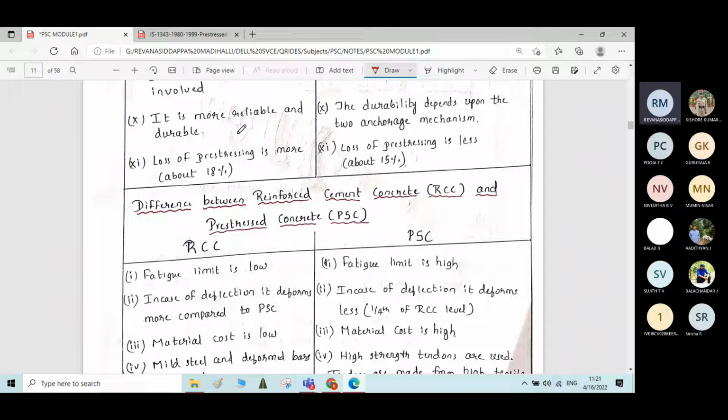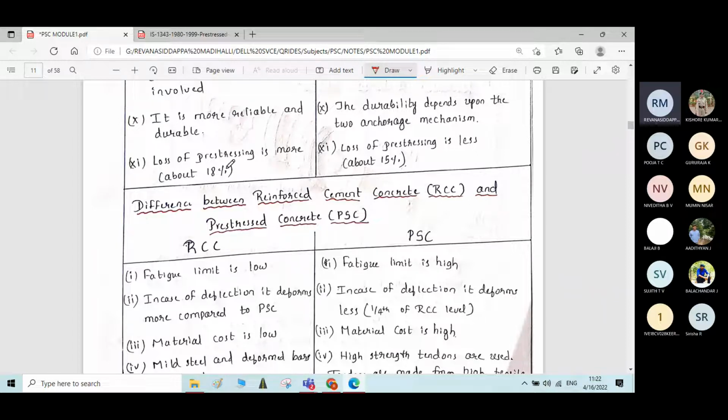And just before, I was discussing loss of pre-stresses. Pre-stress induced, 100% pre-stressing is not possible. There is some loss of pre-stress due to friction, due to relaxation of the steel, or due to the quality of the materials used. Because of that there is some loss of pre-stresses.